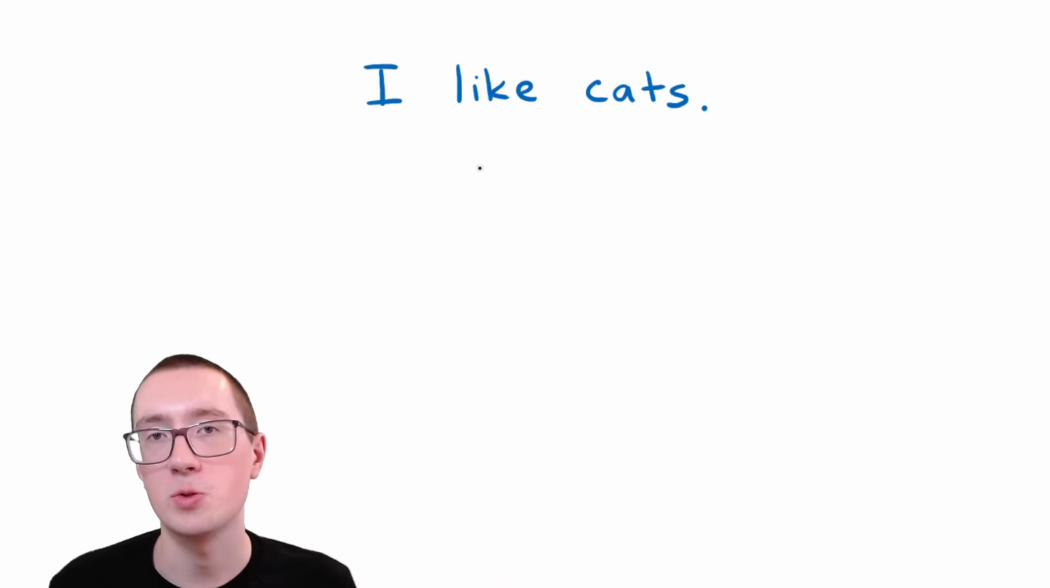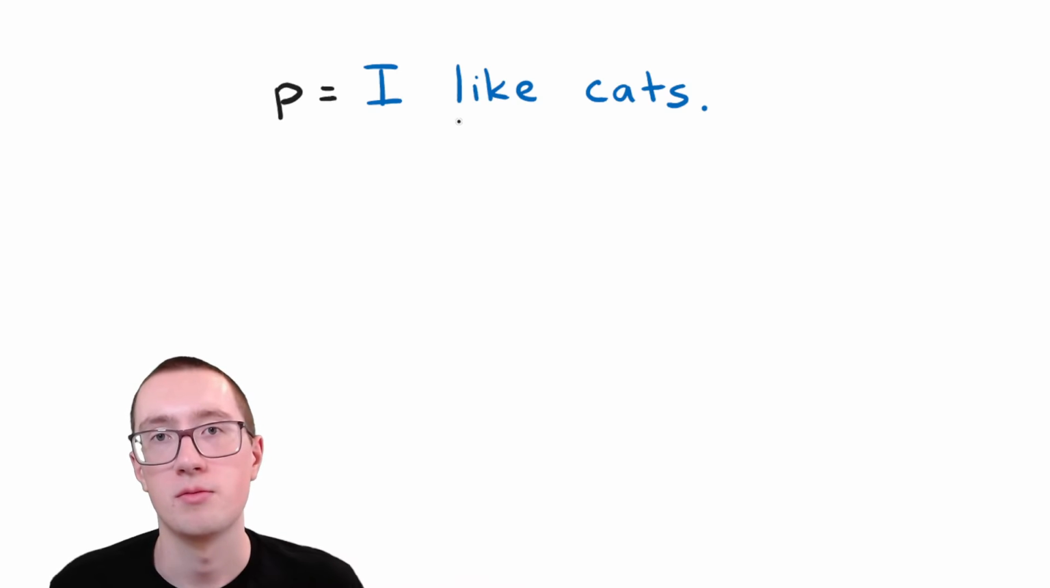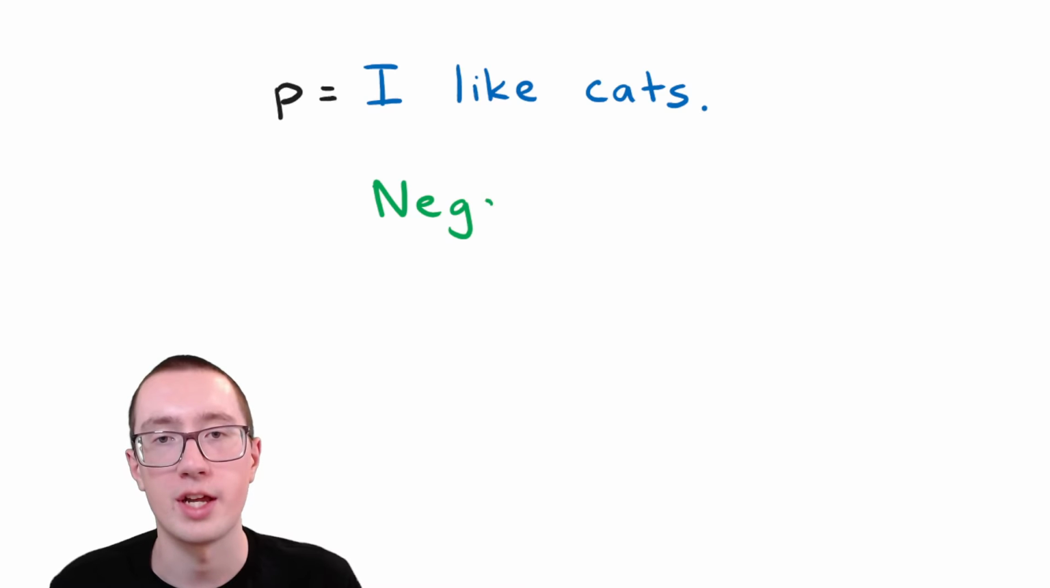Now, when doing conditional statements, we usually give a letter to these statements so that we don't have to keep writing them out over and over. And for doing math and logic, we usually use the letter P. Why do we use the letter P? I don't know. So the first type of conditional statement that I talked about is called a negation.